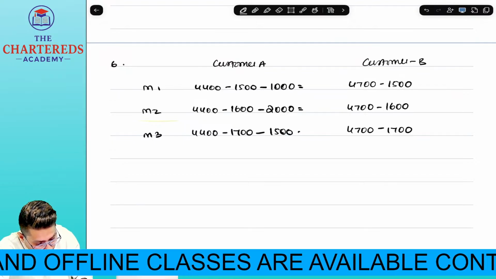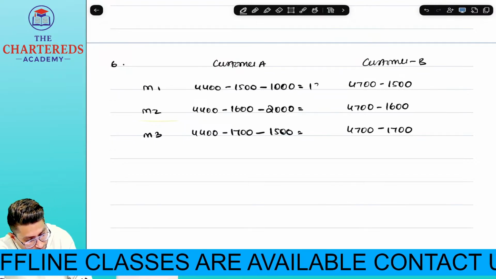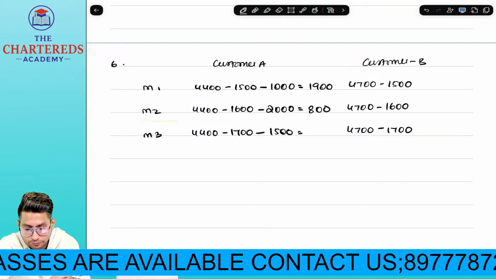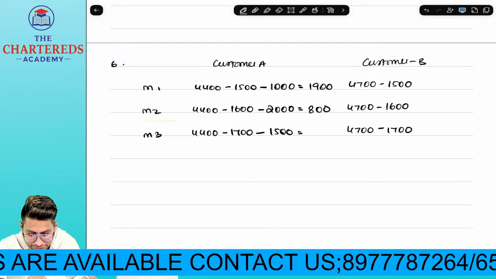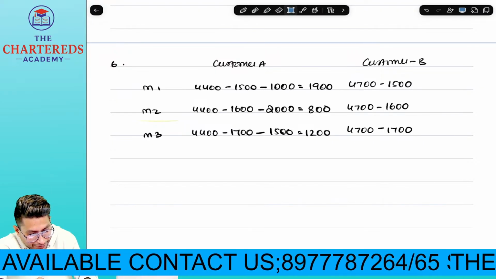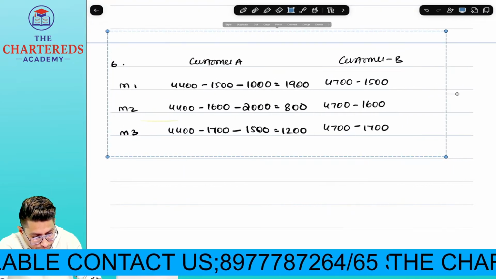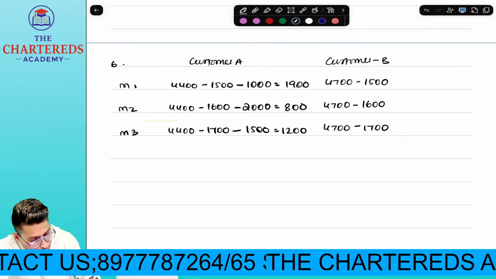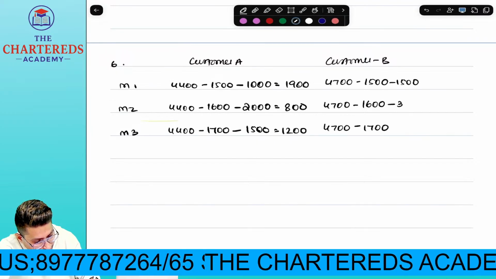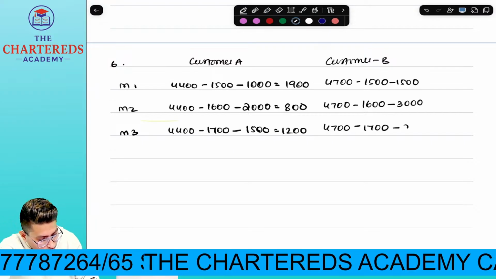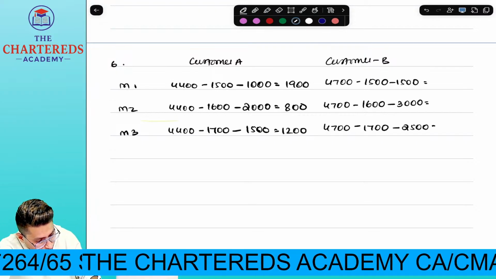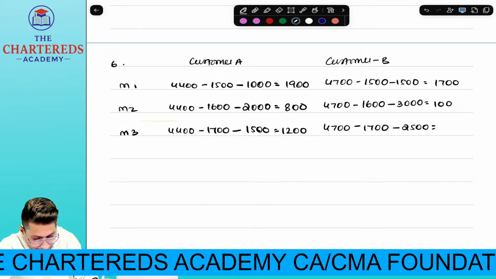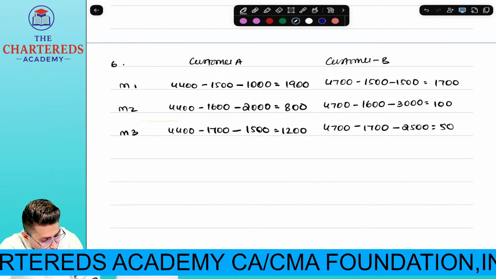Now calculate the profit or loss and tell me. Profit or loss? Profit. Then I think here it should be 800. And then here it should be 1200. Next. Now, for what is the M1 to B cost? 1500. M1 to B 3000. M1 to C 2500. 1700. 100. 500. All are profit only, right?